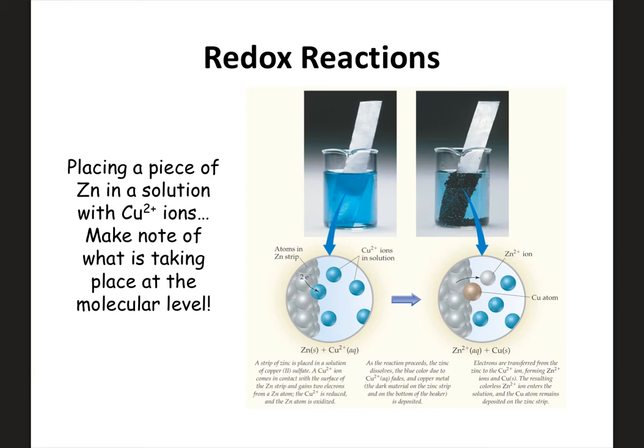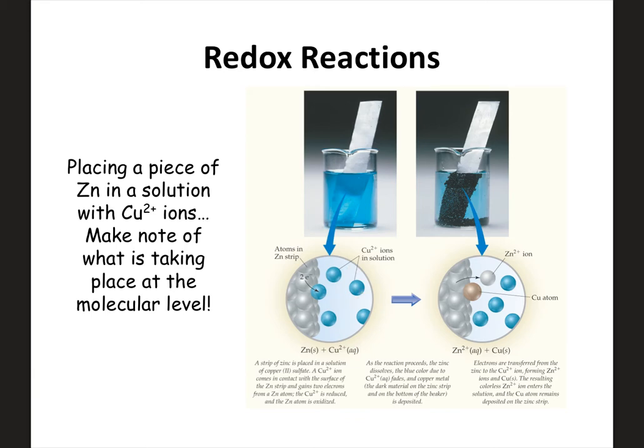All right, so if you look at the picture here, these atoms would be your solid zinc atoms from the strip of zinc, and then these little blue ions are your Cu2 plus ions that are in the solution. What's actually happening here is the solid zinc is undergoing oxidation. The solid zinc is losing electrons, okay? Those electrons essentially are going to the Cu2 plus ions in the solution.